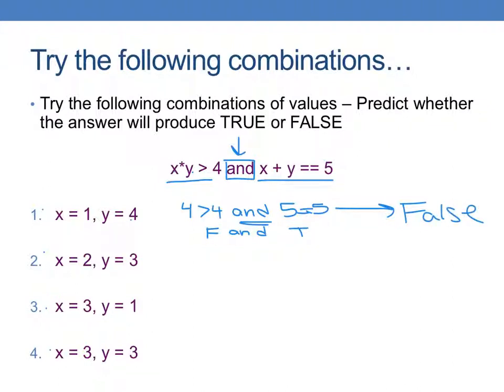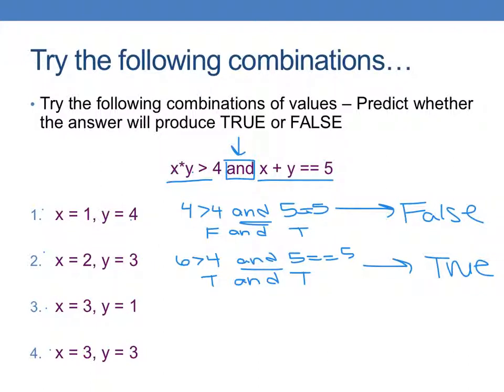And when we have a false statement and a true statement, this whole complex Boolean, because it's an and, evaluates to be false. And then if we go to the next one, okay, 2 times 3 is 6, greater than 4, and 5 is equal to 5. So this one is true and true. So we have 2 statements that are evaluating to be true, connected by that and. True and true results in a true Boolean statement. The next one we have 3 times 1, so 3 is greater than 4, and 4 is equal to 5. Those are both false.